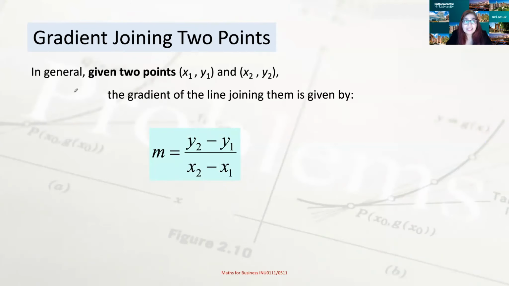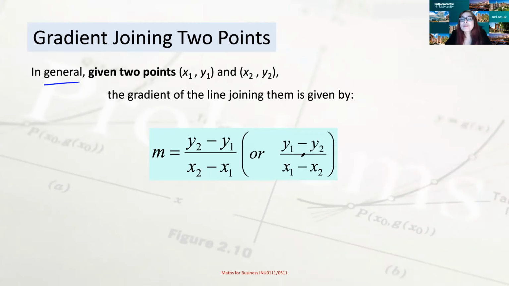So we can conclude here that in max, we need a general formula. General equation, yeah? Everything general is very important, so I love that. In general, given two points, x1, y1, and x2, y2, the gradient of the line joining them is given by m is equal to y2 minus y1 divided by x2 minus x1. Or you can also say y1 minus y2 divided by x1 minus x2. Either way is correct. But please be careful with the negative sign, okay? Very careful, yeah? Please be careful with Mr. Negative.